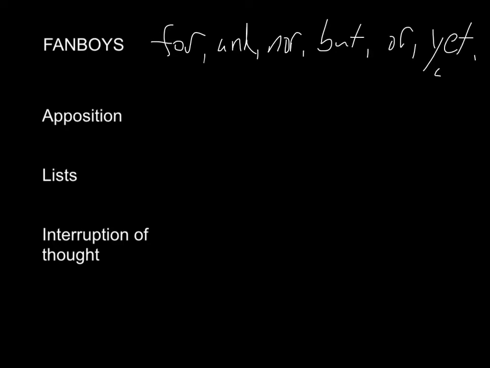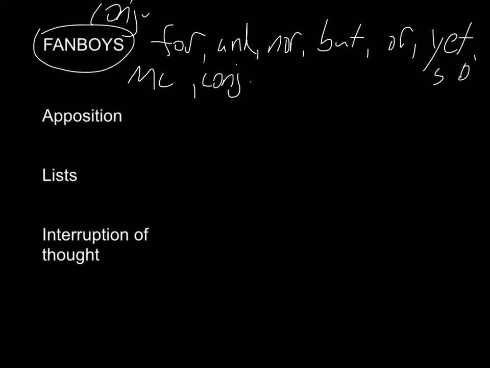Alright, so the first usage of a comma deals with the fanboys. Some of you may have heard of these before, but the words are for, and, nor, but, or, yet, so. And you use a comma when it's main clause, comma, conjunction, which are one of these. The fanboys are conjunctions, okay?